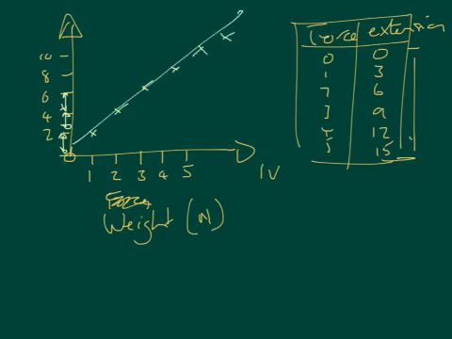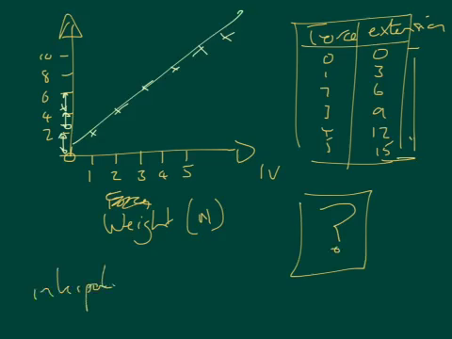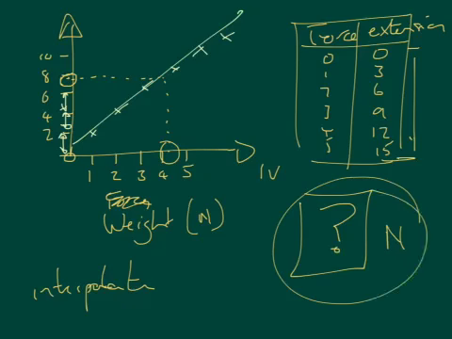Now this is the really interesting bit. I'm going to give you a mystery object, and I want you to interpolate. That means essentially make a prediction from your graph. You're going to hang that weight onto your spring. It's going to come to a certain number, and you're going to use your graph to work out how much in newtons that was. Okay, good luck.